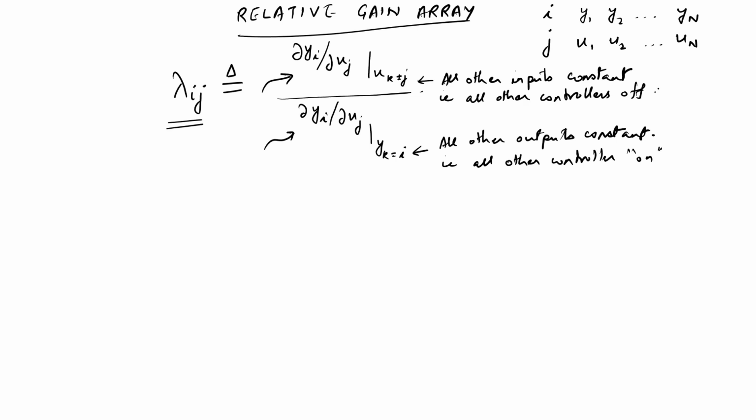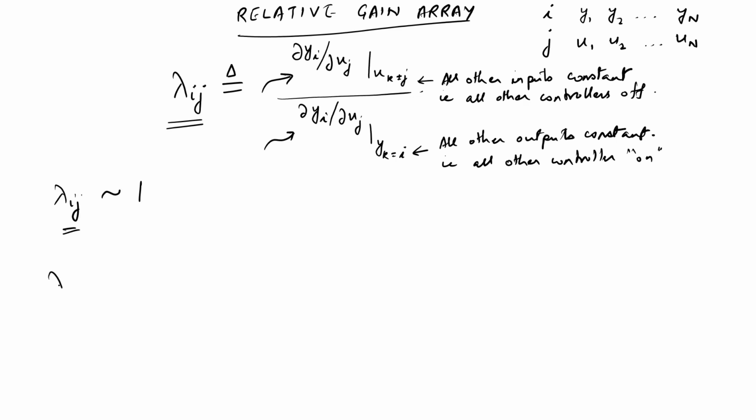Now imagine if lambda ij is of the order of 1. If it is of the order of 1, what that means is for this particular ijth pairing, it doesn't matter whether the other loops are on or off. The gain that this pairing sees remains constant regardless of the state of the other loops, whether they are switched on or switched off, whether they are on automatic or on manual.